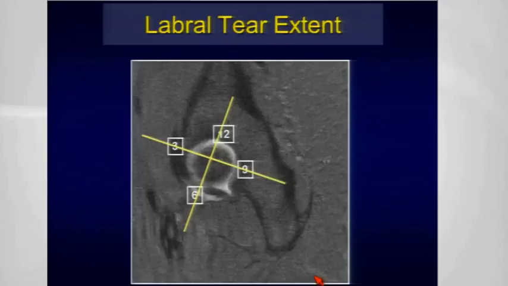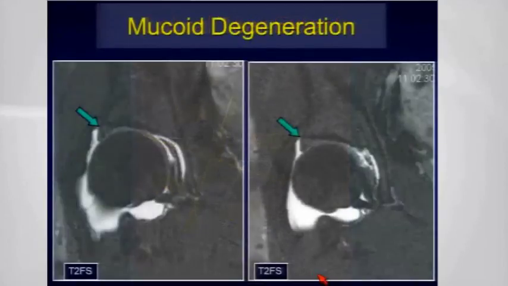And therefore, a better terminology may be quadrants. So our anterior superior quadrant, posterior superior quadrant, anterior inferior, and posterior inferior. I typically use both. I'll say the tear is anterior to superior, and then in parentheses I'll say extending from 1 to 3 o'clock. Therefore, everybody's on the same page.